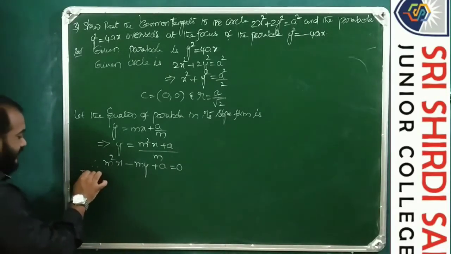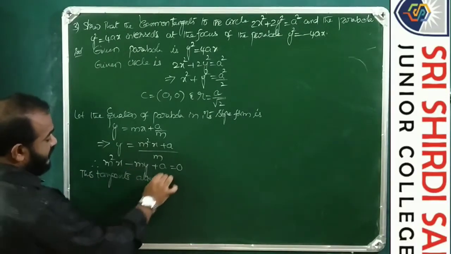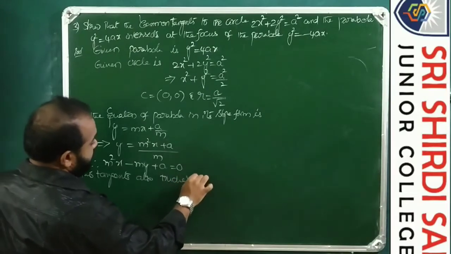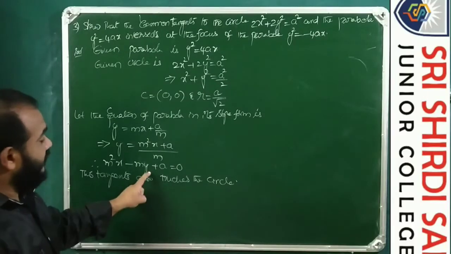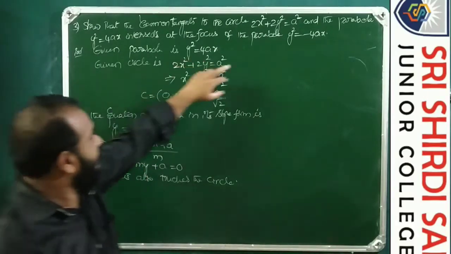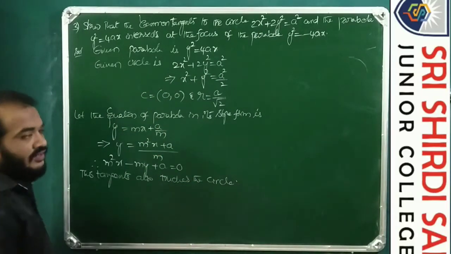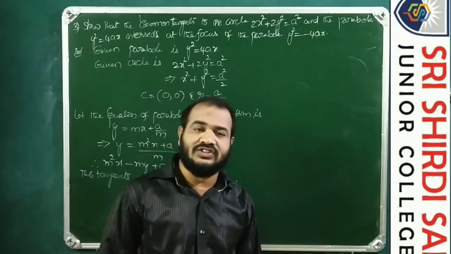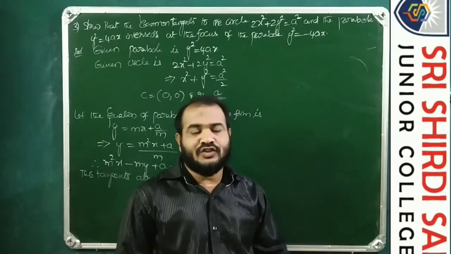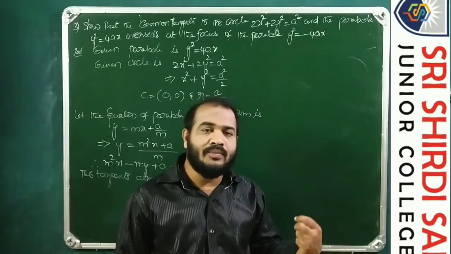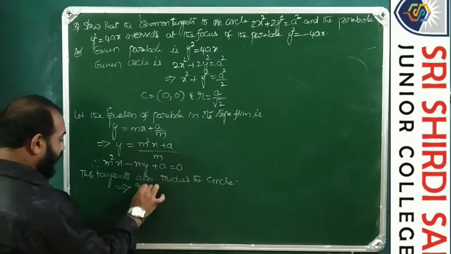So this tangent also touches the circle. How do we know? Because this is also the common tangent of the circle. That means this tangent also touches the circle. So what is the condition for a line to touch the circle? R equals to D. R is the radius of the circle and D is the perpendicular distance from the center of the circle to the line that we get. So that implies R equals to D.